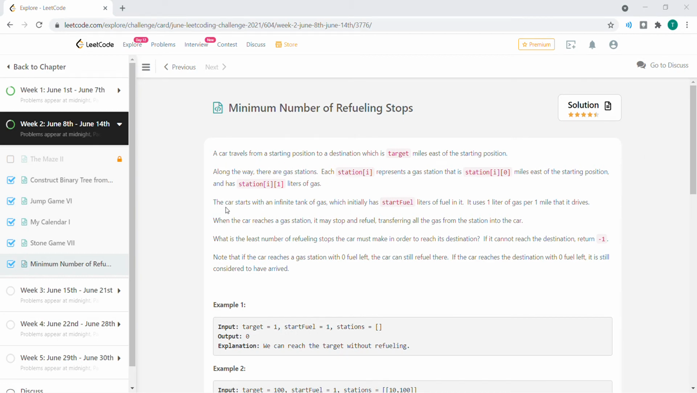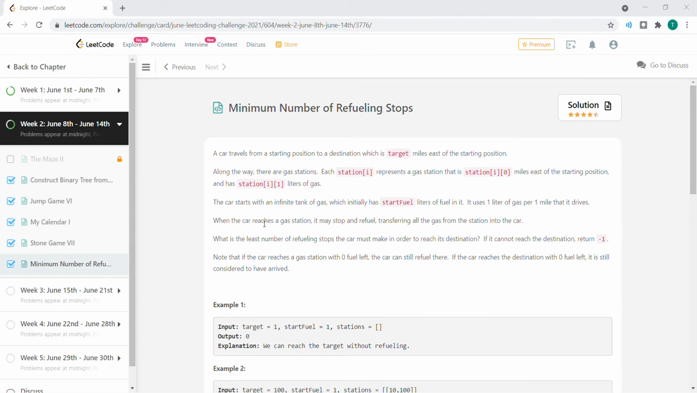Right. So the car starts with an infinite tank of gas, so you can store as much gas in there as you want. Initially it has starting fuel liters of fuel in it. So it uses 1 liter of gas per 1 mile that it drives.